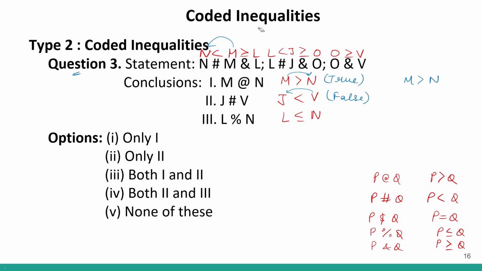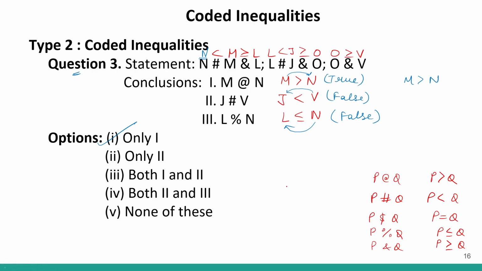Correct? Now let us look at this one. N is greater than or equal to L. That means we will move from N to L. So again over here I can see N but we have a smaller door. Correct? We cannot proceed because we have to move from a bigger door to a smaller door. So this is also false. So my answer will be that only conclusion number 1 is true. So my answer will be 1 only.